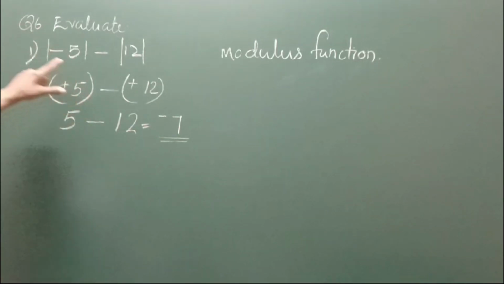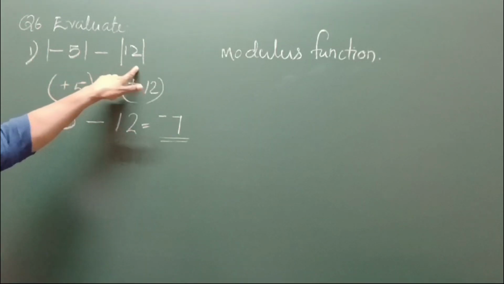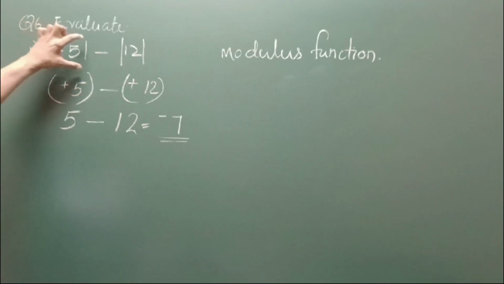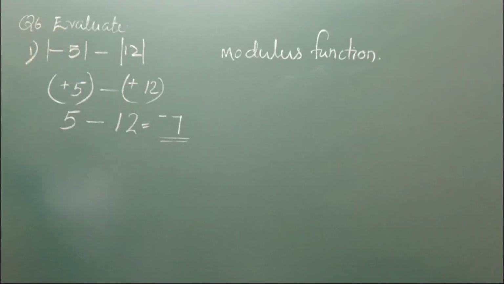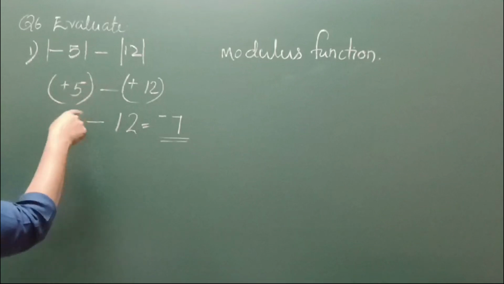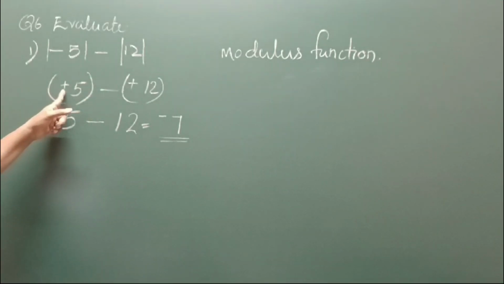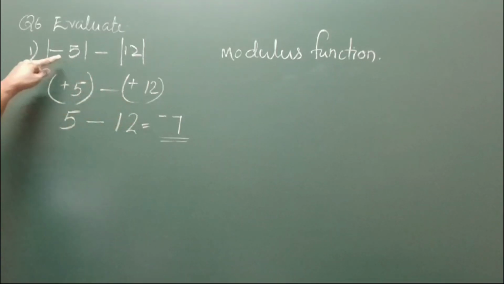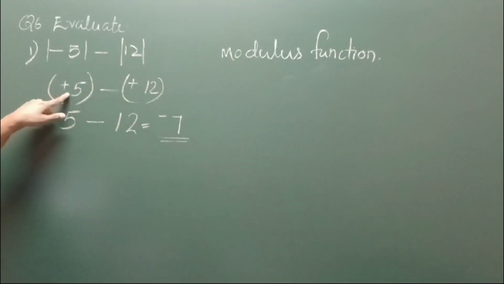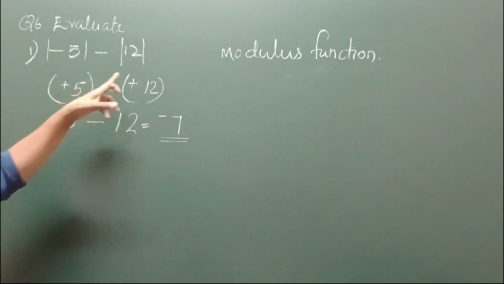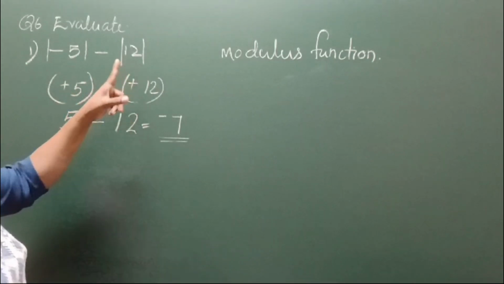Let's go through once again. Minus 5 minus 12. The question has the modulus symbol, which we have to remove. For that we use the bracket symbol, and in the bracket we write the absolute value of the integer using sign, because we are writing it in brackets. So this negative integer becomes a positive integer, and then this also plus 12.